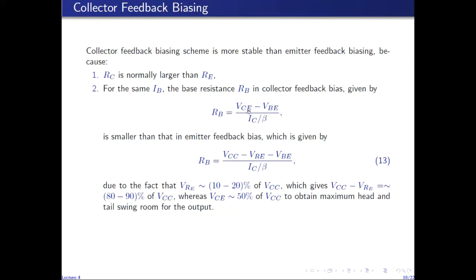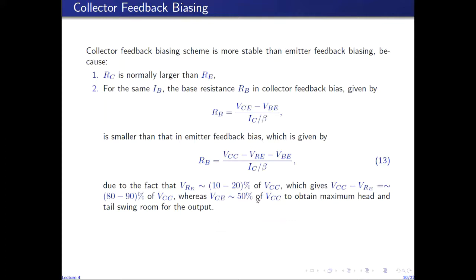Whereas VCE itself is about 50% of VCC. We discussed this in the last lecture: in order to bias the circuit in the middle of the linear active region of the VTC, voltage transfer characteristics, to obtain maximum head and tail swing, we need to have VCE about 50% of the VCC. So when VCE is about 50% of the VCC, then the bias point is right in the middle of the linear active region of the voltage transfer characteristic.